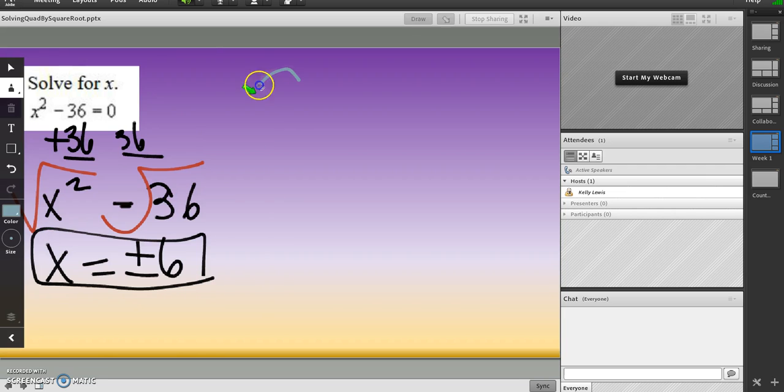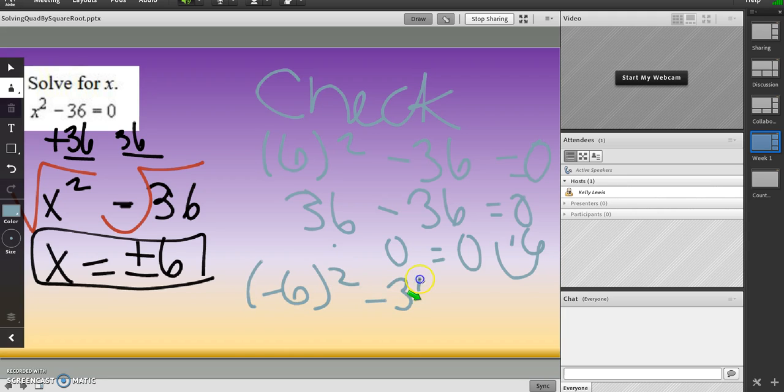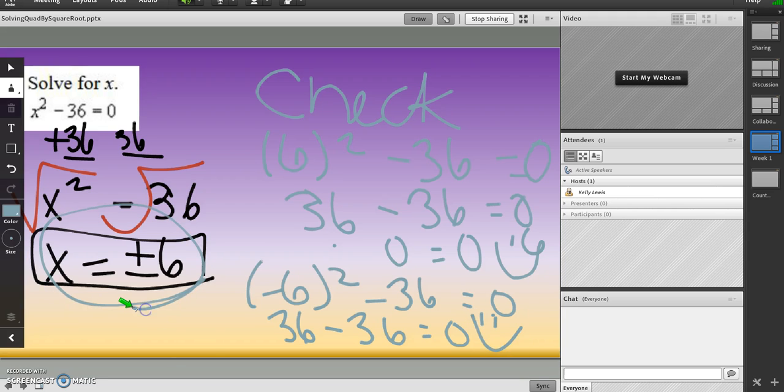I want to check it because I want to show you. If we do 6 squared minus 36, do we get 0? Well, 6 squared is 36, minus this 36 equals 0. 36 minus 36 is 0. That's a smiley face. All right, let's do negative 6. Negative 6 times negative 6 is positive 36. Positive 36 minus 36 is 0. There we go. So they both work. So this is our answer, plus or minus 6.